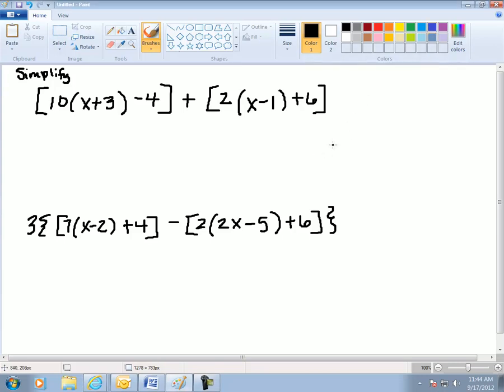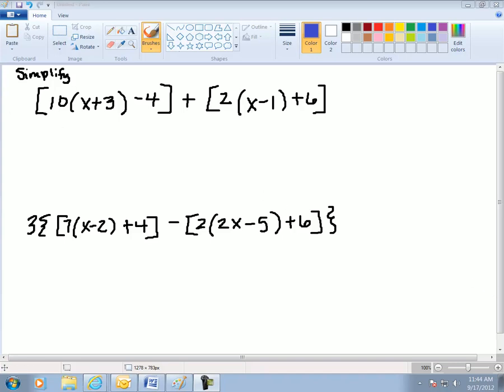Hi, in this video we're going to talk about simplifying these complex things. Now this is probably the hardest thing that we've done so far in class. The one thing you want to keep in mind is work from the inside out. So we're going to do the innermost parentheses first and then work from the inside out.